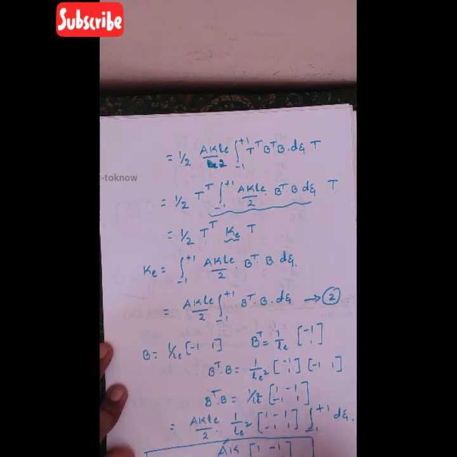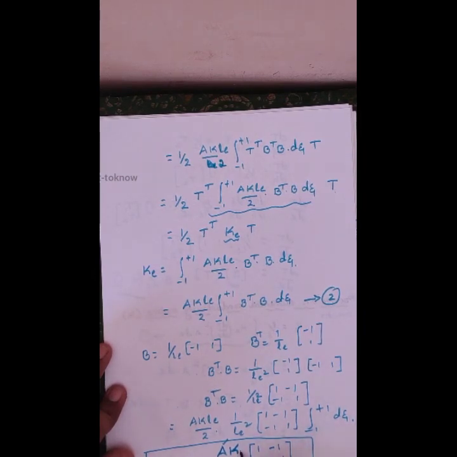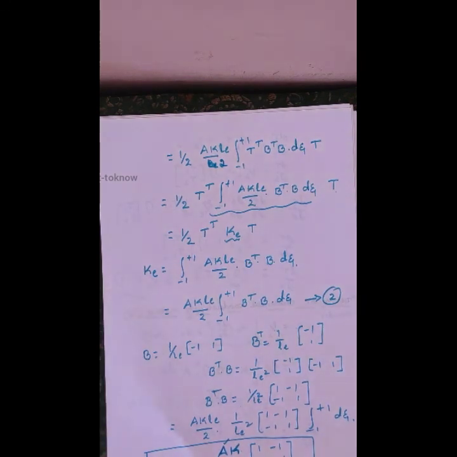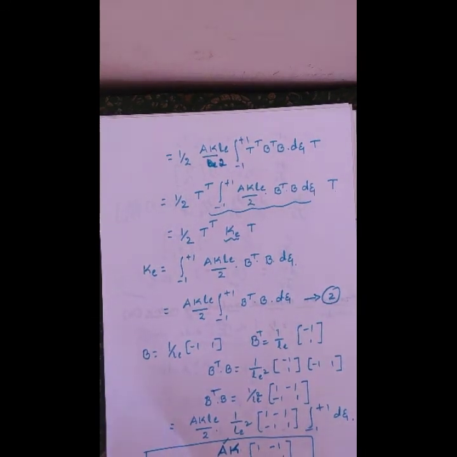What is A called? The area of the surface. K is called the thermal conductivity, the conductivity of the material. LE is the length of the element. K is a property, like your E is Young's modulus; similarly, it is the thermal conductivity of the material. KE is called the thermal conductive matrix for the element. This is how you can derive the thermal conductive matrix for the given problem.